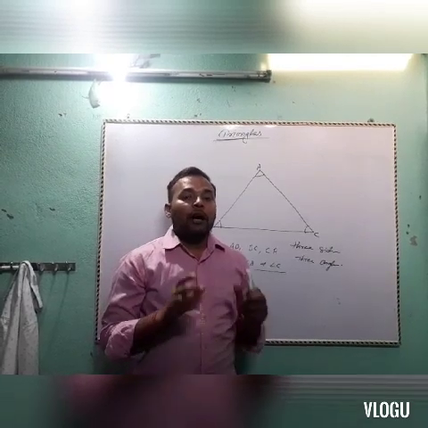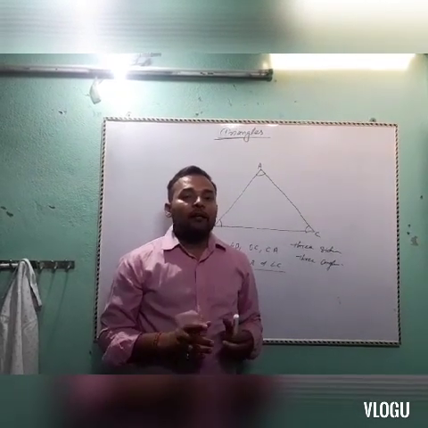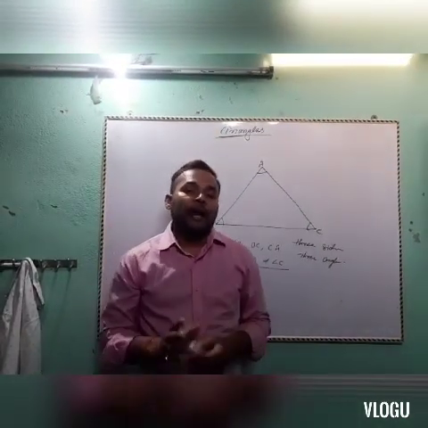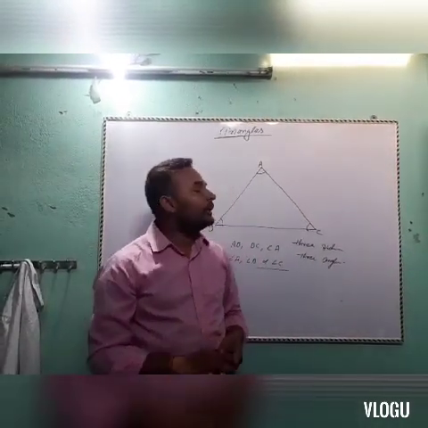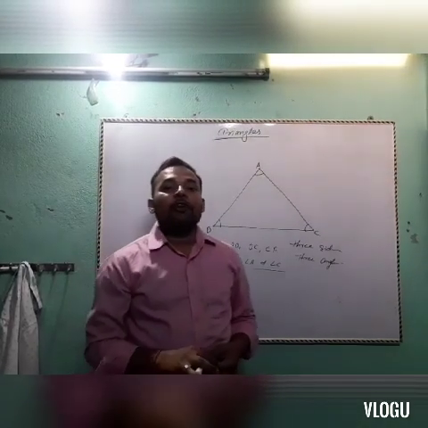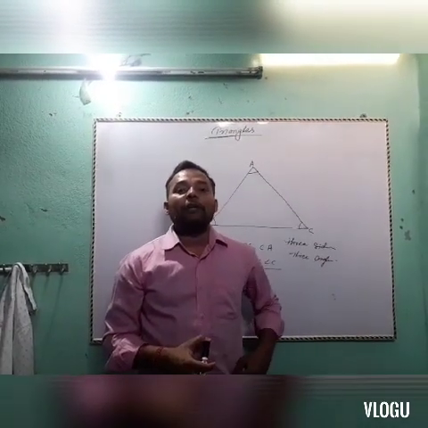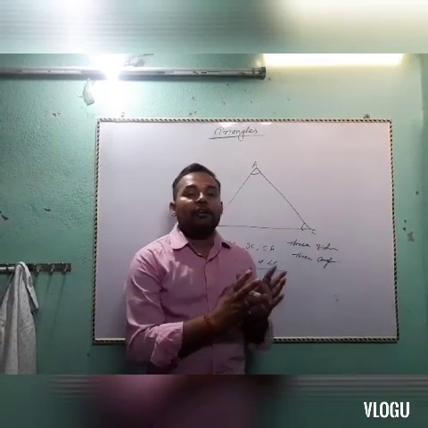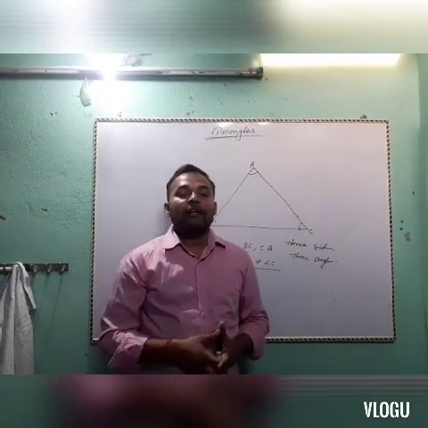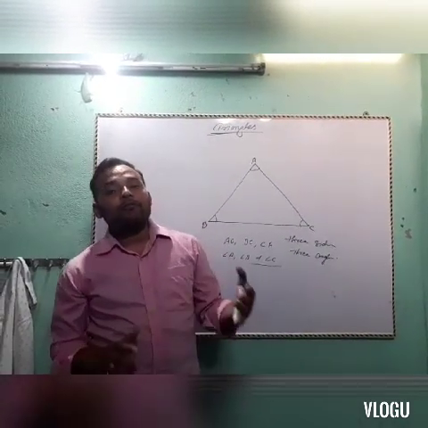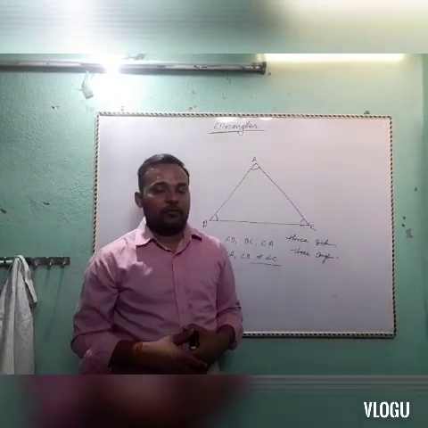A scalene triangle is a triangle in which no two sides are equal. And a triangle in which two sides are equal is called an isosceles triangle. And the next three types of triangles are based on the angles.